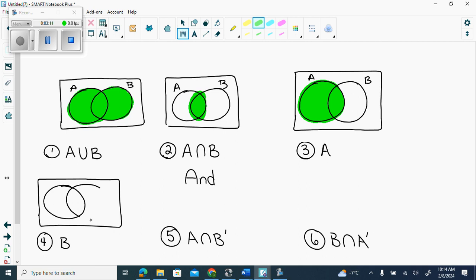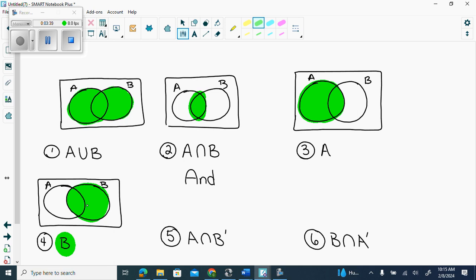A, B. Now, this one says B. Does it say B only? Does it say B? So anywhere there's a B, I am shading. Do we agree? So here's B, here's B, here's B. There's also B's here. So it's actually this whole entire circle, isn't it? Right? Okay.